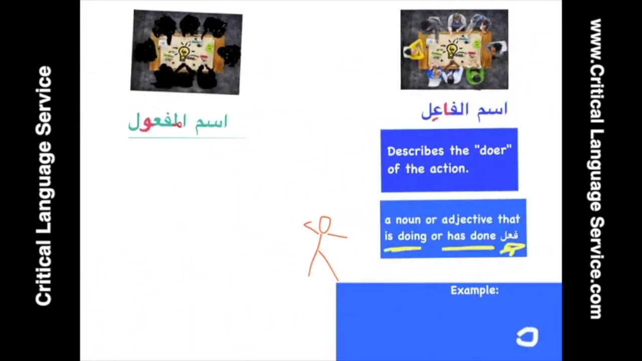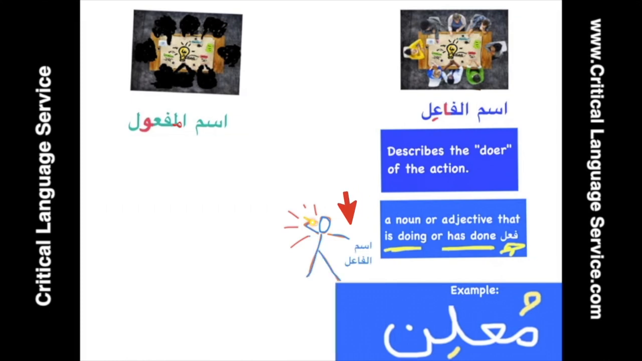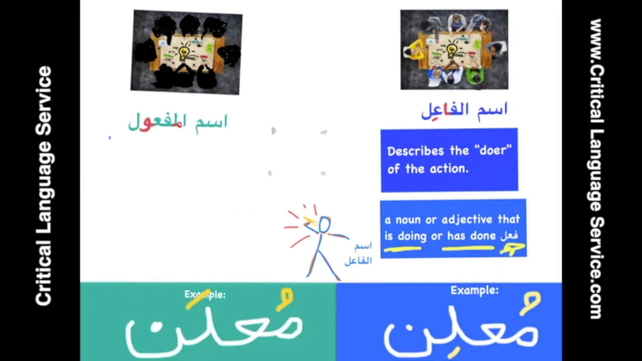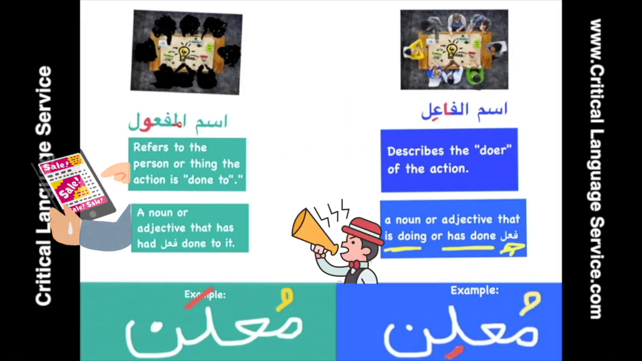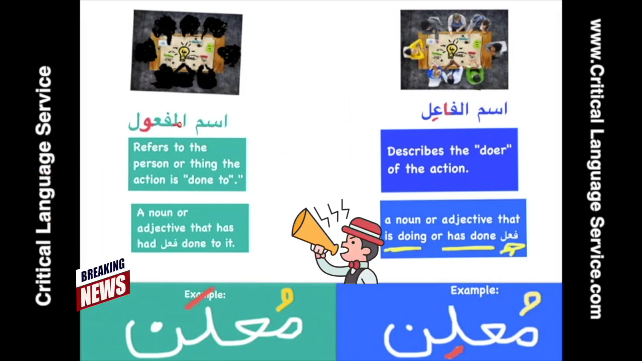Another example. Mu'lin, the announcer, the advertiser, the person giving the announcement. That is an ism fa'il, the name or the noun of the person doing the action, the doer. Versus mu'lan, that's the advertisement, the announcement, that which has been announced by the mu'lin. The only difference between these two is the fatha on the lam for the ism al-maf'ul and the kasra on the lam for the ism fa'il. That's it. That's the only difference. Besides, of course, the meaning.